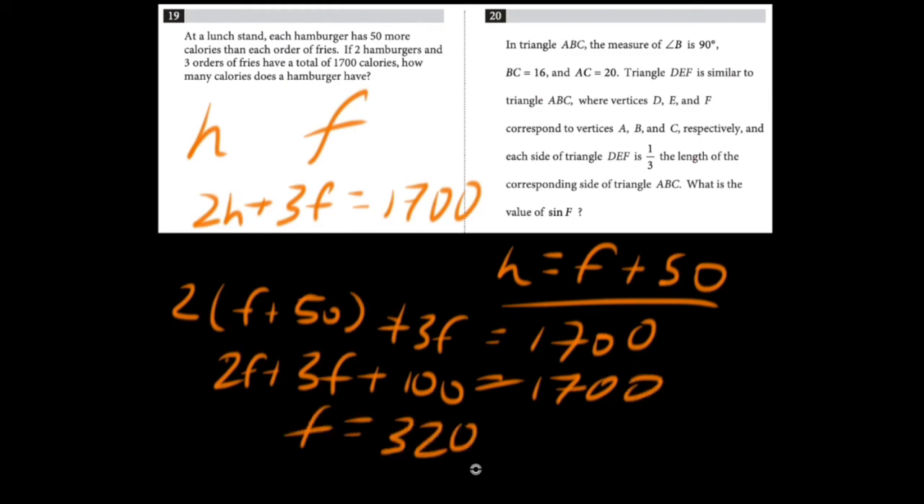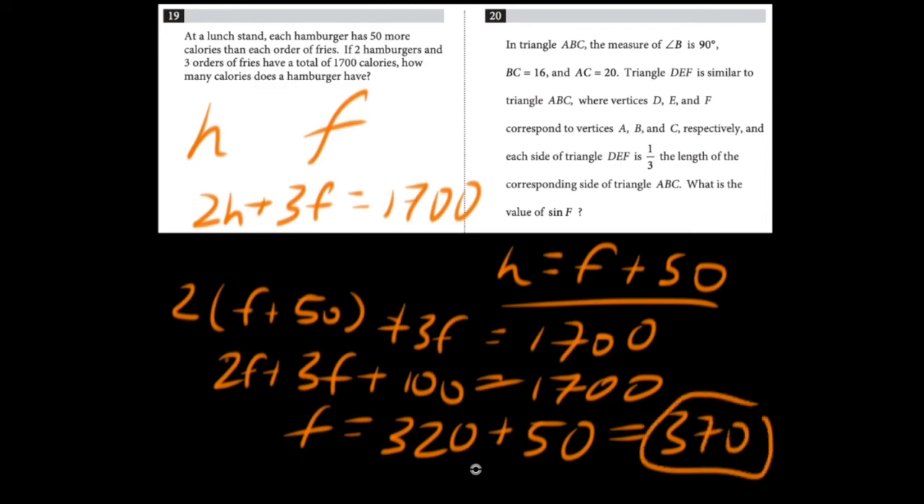And the question is asking how many calories does a hamburger have. So we know that a hamburger has 50 more calories than an order of fries. So this plus 50 would give us 370 for our calories in a hamburger.